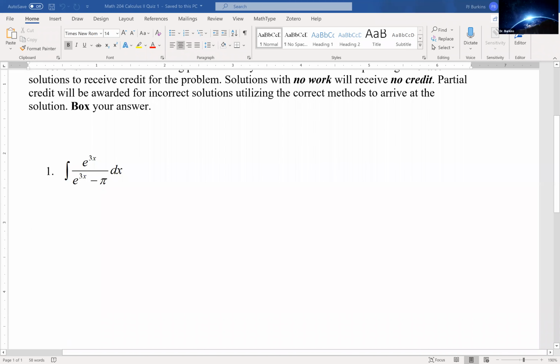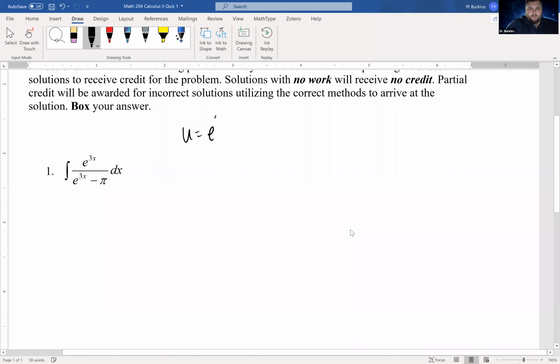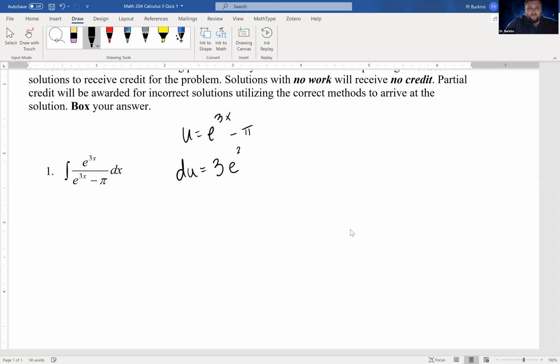So for this problem, your best choice to let u be is everything in the denominator. The derivative, or differential, you would just bring a 3 down in front of the exponential. And a thing I saw some people miss, this has to be there. If you look at the problem itself, we have most of that up here. We're just missing the 3. So you need to introduce a 3 here and counteract it on the outside with the 1/3.